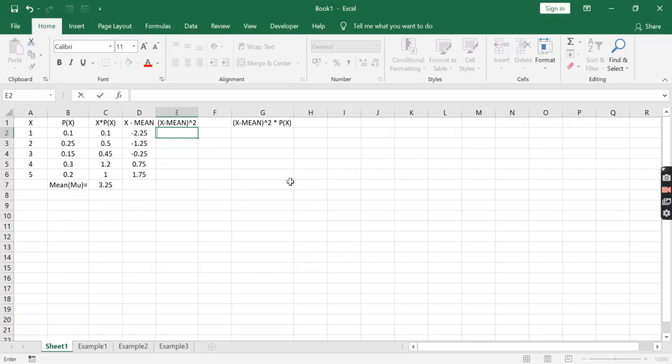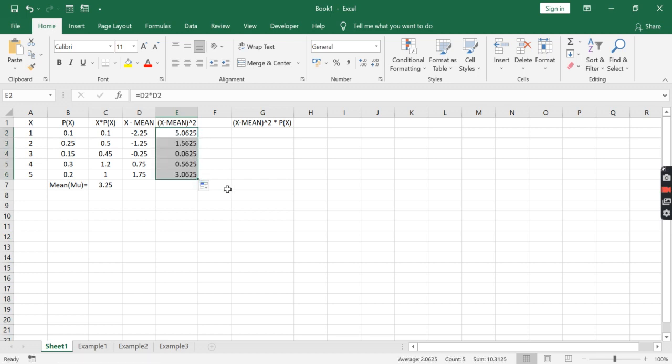So let's continue. Let's try to square the column x minus p. For that, remember that when we say squared, all we have to do is multiply the value by itself. So negative 2.25 times negative 2.25, that's the square. To make it short, I'll just simply drag it down.